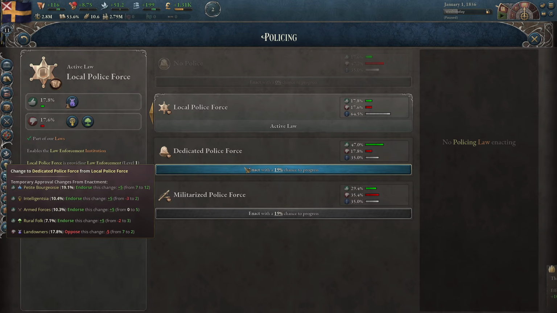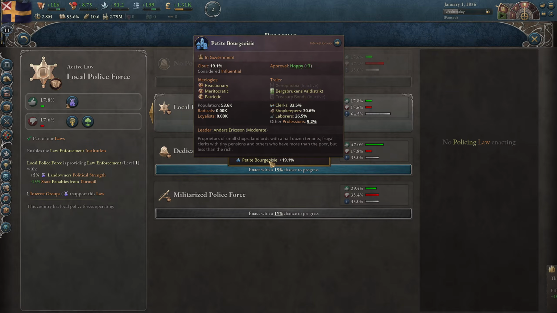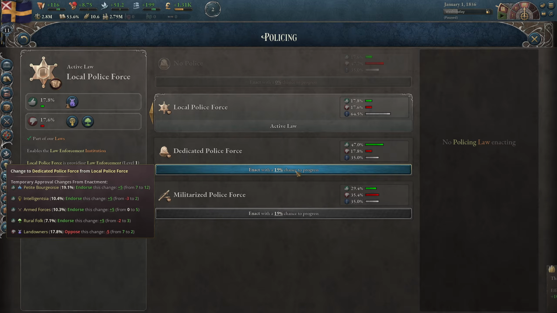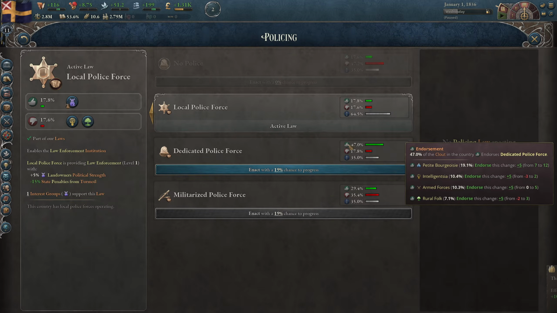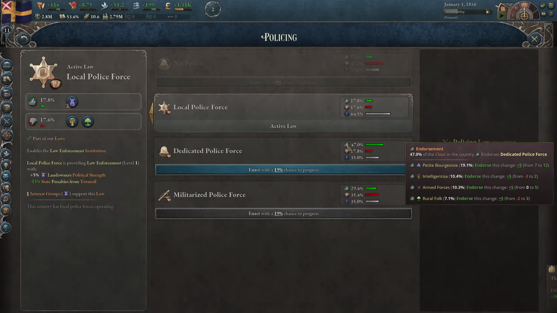So we could click this, and then we have a 19% chance to succeed. Why do we have this? Well, we have put the petite bourgeoisie in the government. When I do not have them in the government, I cannot even do this one, because none of the groups in the cabinet like the change. There are more people who like this, but they are not in the cabinet, so it doesn't count for the chance of progress. But it does make them happy.